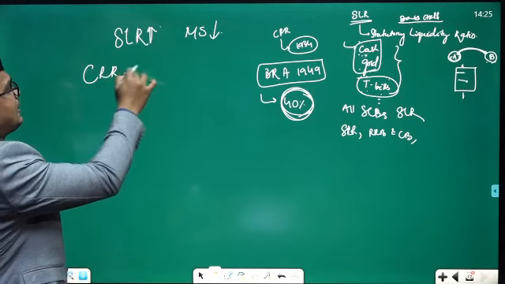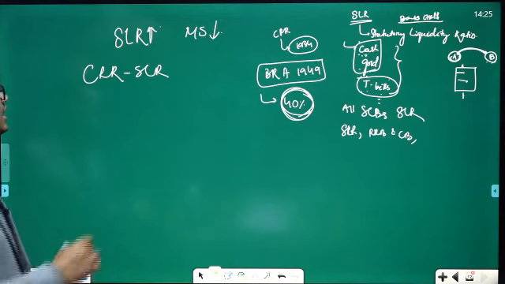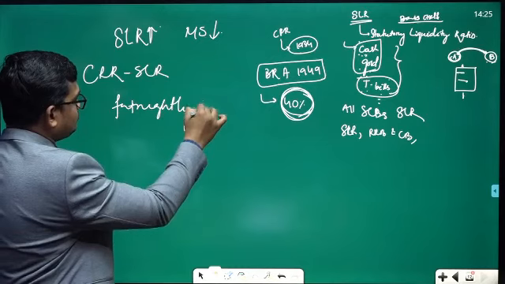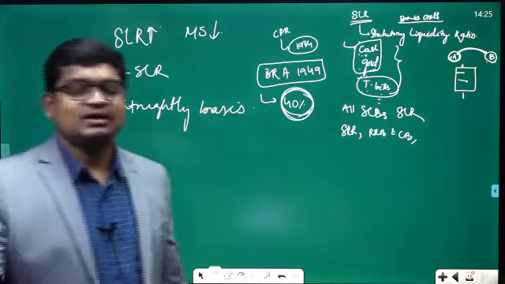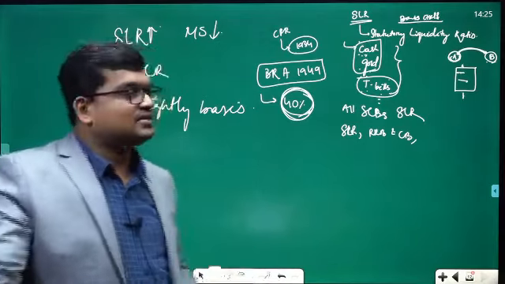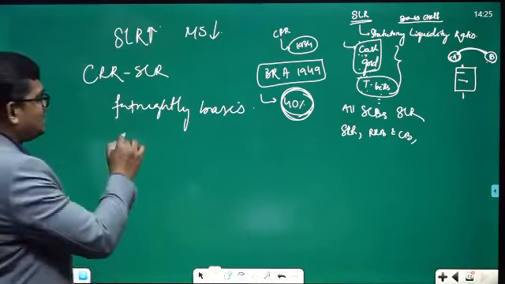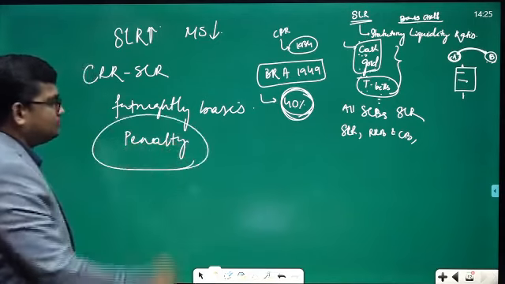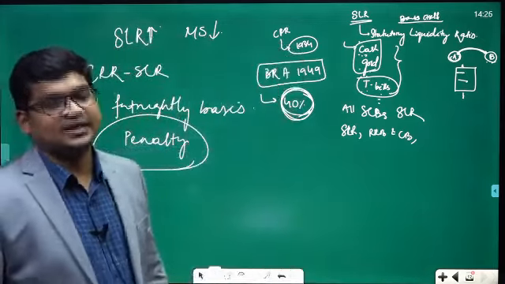CRR and SLR both are counted on a fortnightly basis. If RBI finds that a particular scheduled bank does not follow this CRR and SLR, then that bank has to pay a penalty to the RBI.